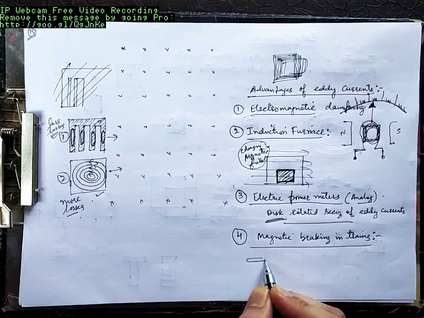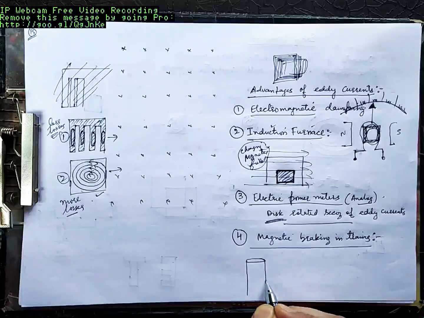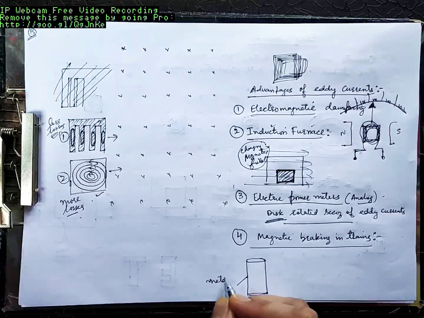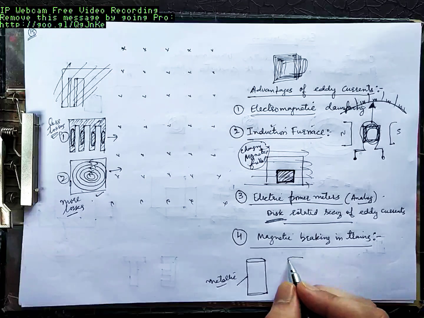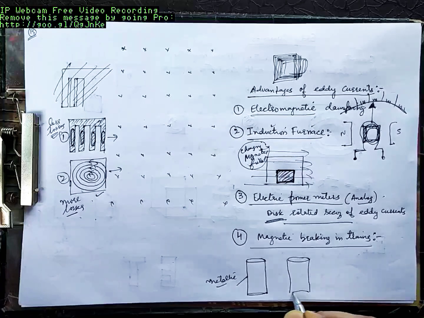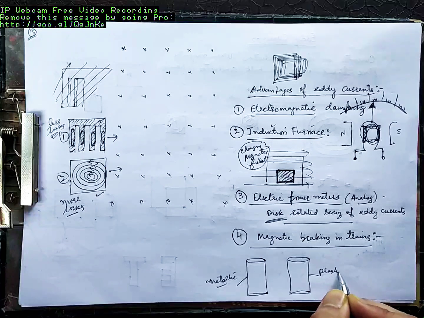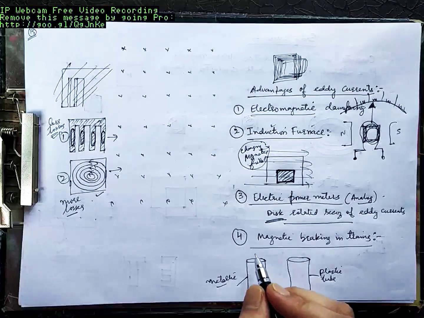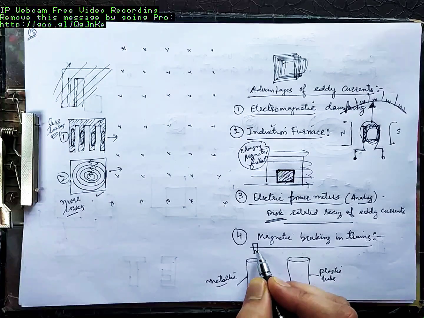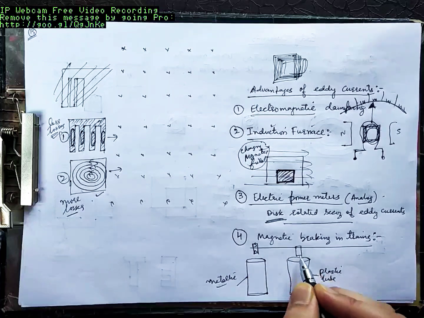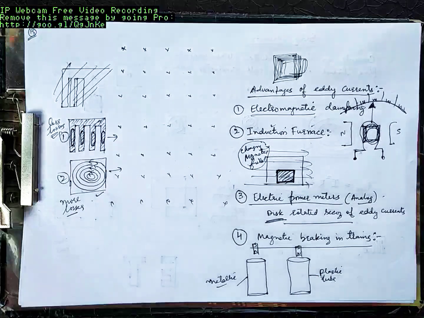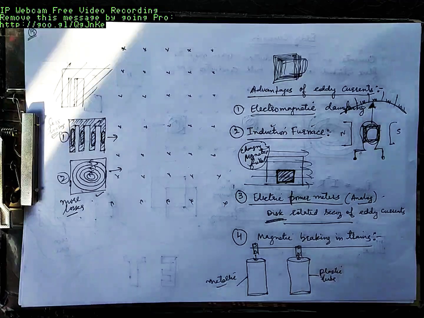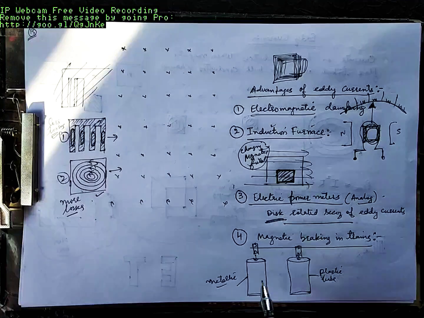Suppose you have a metallic tube over here, and you have a plastic tube over here, basically non-conducting. You have a magnet over here with north and south pole. You have the same magnet over here, north and south pole. You drop this magnet here, this is hollow, you drop this magnet here. In which case will the magnet reach here first?